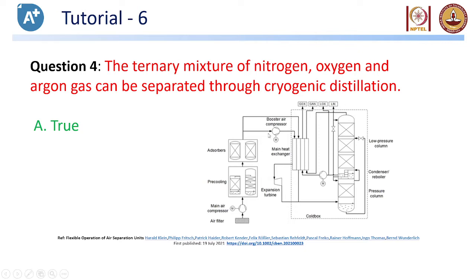Then we have booster air compressors. Finally, we have the main cooling heat exchangers, which is the cold box when you go to an industry. Then we have an expansion turbine. Finally, all this goes into a double column distillation setup. We'll set up this flowsheet, and there I'll explain the entire process in more detail.